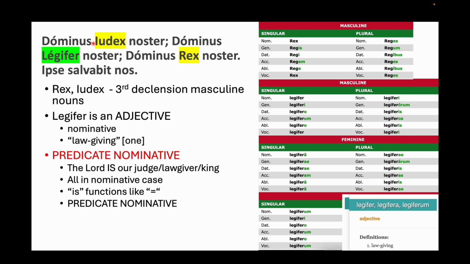So look up here. The verb is implied. The Lord is our judge, iudex, and the Lord is our king, rex, are both in the nominative case. They're not in any of these other cases. They're certainly not in the accusative case. We don't say dominus regem noster. We don't say the Lord is our regem. The Lord is our king in the nominative because of that verb "is". And we'll see that a few times. Okay, yes, we talked about that.